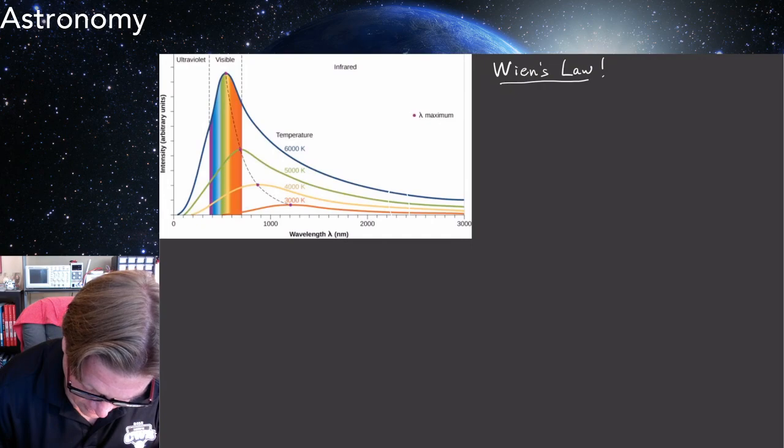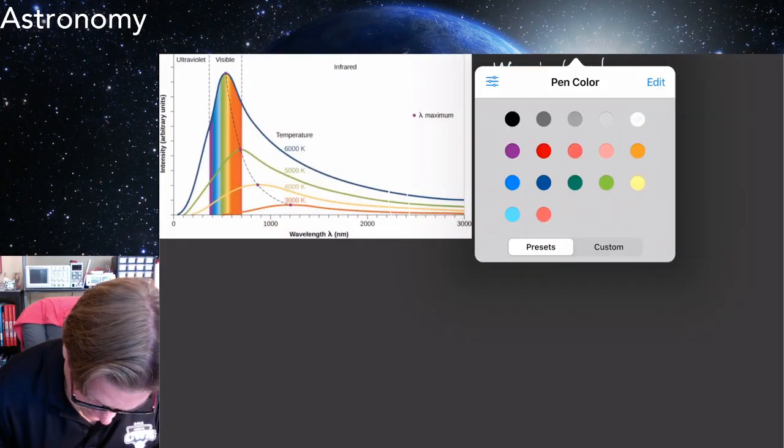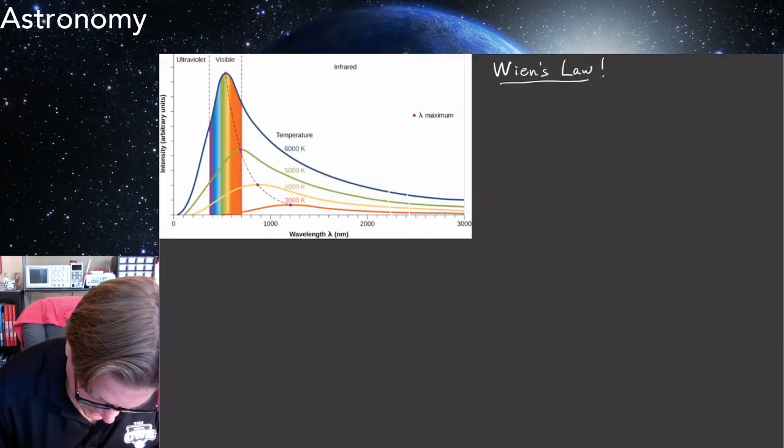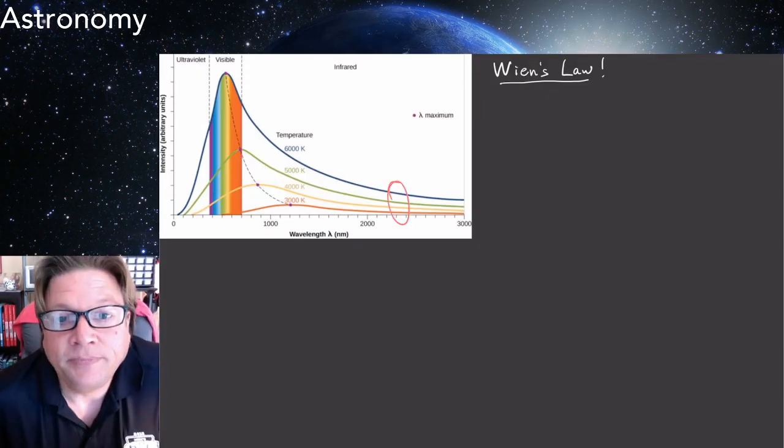Oops, you can't see that. What color is not being used here? Let's say, actually, that's a really good question. I don't know. This color, we'll see. That would be way over here somewhere.